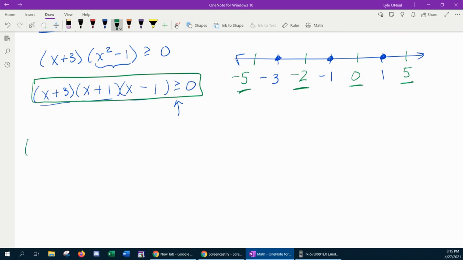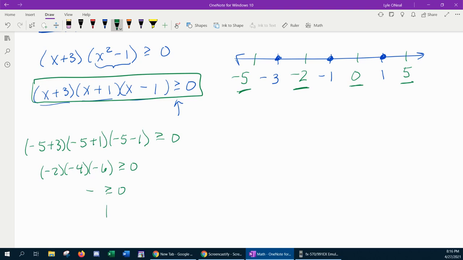Starting with -5. That's going to be -5 plus 3, -5 plus 1, and -5 minus 1. I need to know, is that greater than or equal to 0? Well, that's going to be -2 times -4 times -6. Negative times a negative times a negative makes a negative overall. Is a negative number greater than or equal to 0? No, it's not. And so that first region is false, which means that the next region will probably be true, and then false, and then true. Remember, I said about 95% of the time those are going to alternate, but you need to plug in to make sure because it's not 100% guaranteed that they do alternate.